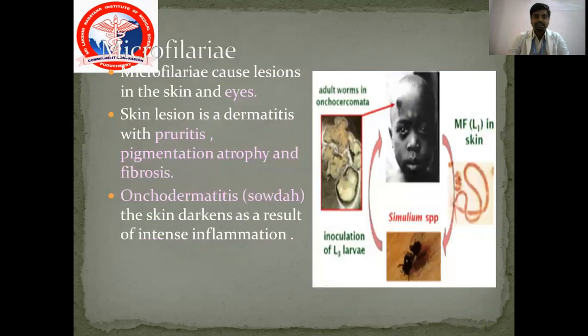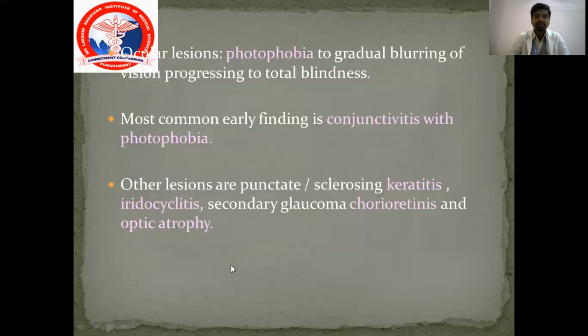Microfilaria causes lesions in skin and eye. Skin lesions such as dermatitis and pruritus, pigmentation, atrophy, and fibrosis. Onchodermatitis is skin darkened as a result of intense inflammation. You can see this is a spot of skin, a darkened part, that is inflammation.